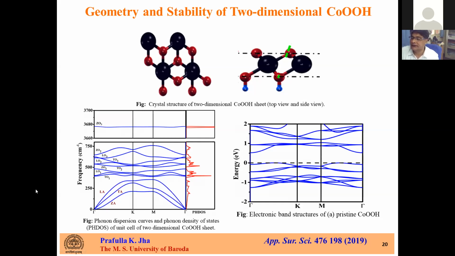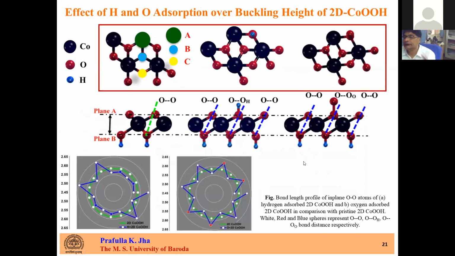So for a two-dimensional material, we made it for the cobalt oxide COOH, and you can see here the phonon dispersion curve, and it shows all phonon branches are real. I will be talking more about this later, and therefore they are stable. Right? This is the band structure of this same compound in two dimensions. This work has been published in another journal, right?